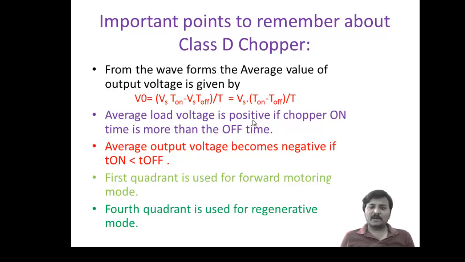So the average load voltage is positive if the chopper on time is more than off time. The average output voltage becomes negative if T on is less than T off. The first quadrant is used in application for forward motoring mode, and the fourth quadrant is used for regenerative braking mode. So this is the basic summary of class D chopper in first quadrant and fourth quadrant operation.